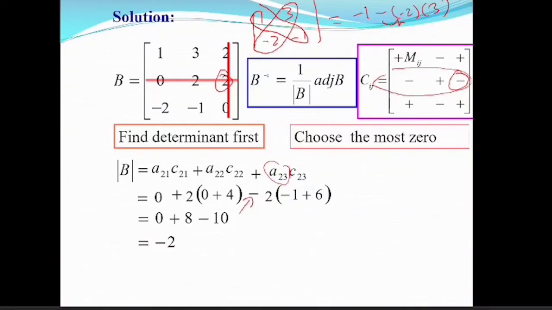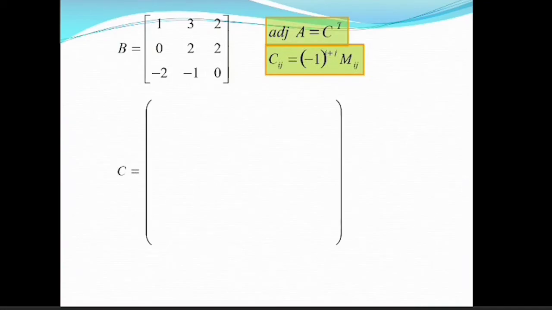Once you have found your determinant, we have to find the adjoint. To find the adjoint matrix, it's just the cofactor matrix being transposed. So you can start by finding the cofactor matrix of B. How to find it? Start with the signs. Positive, negative, positive, negative, positive, negative, positive, negative, positive. And then writing down the minors.